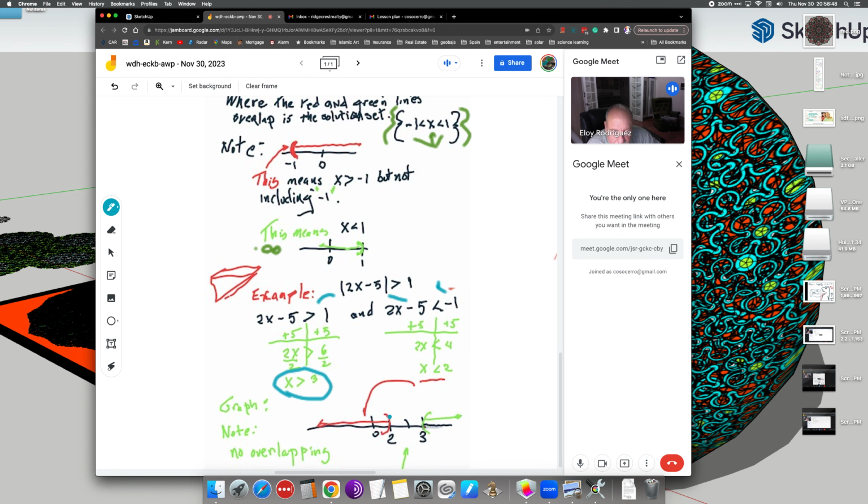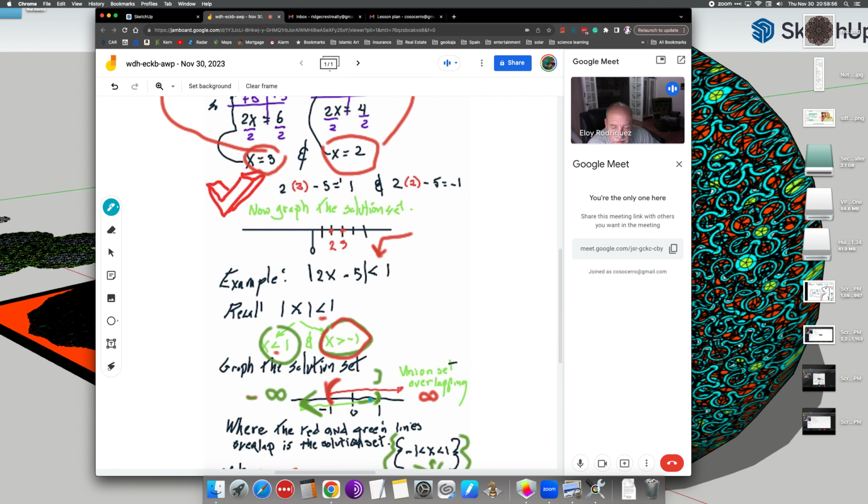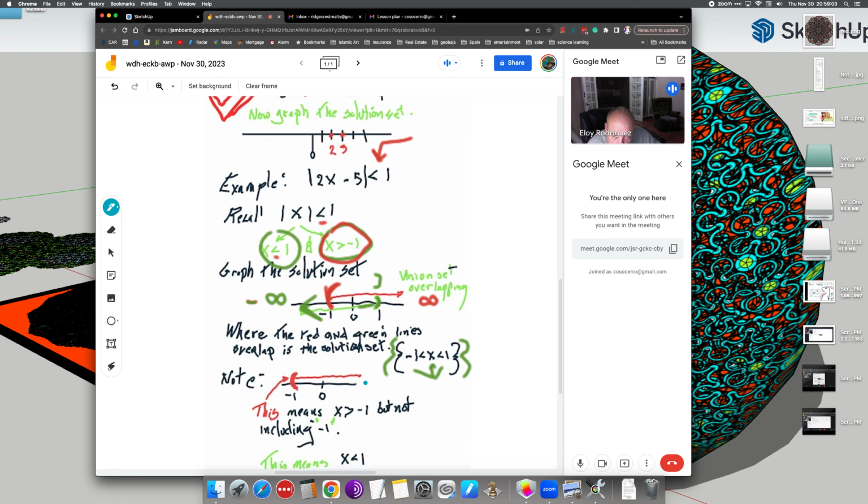See? Now notice that this is a gap here. We call that a disjoint set, right? Because there's a gap. Over here, by the way, there is an overlap. You see? There was an overlap with red and green. Where that overlaps, that's going to be my new solution set.